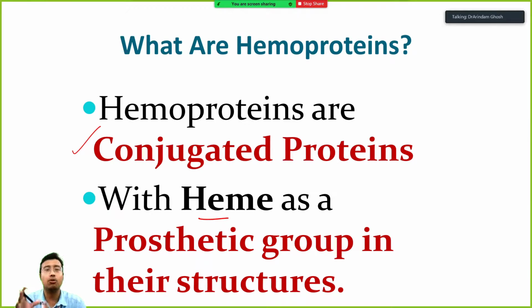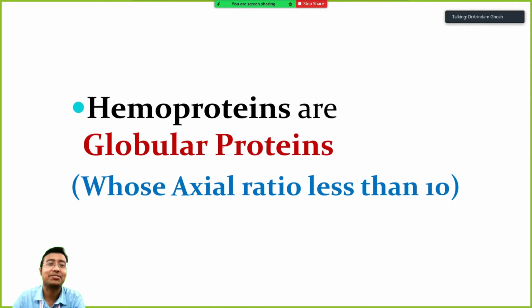I will be going very slowly. The slides will be big, with very little information per slide, so you can take it slowly. I am taking for granted that you don't know anything. So see, hemoproteins are globular proteins whose axial ratio is less than 10.